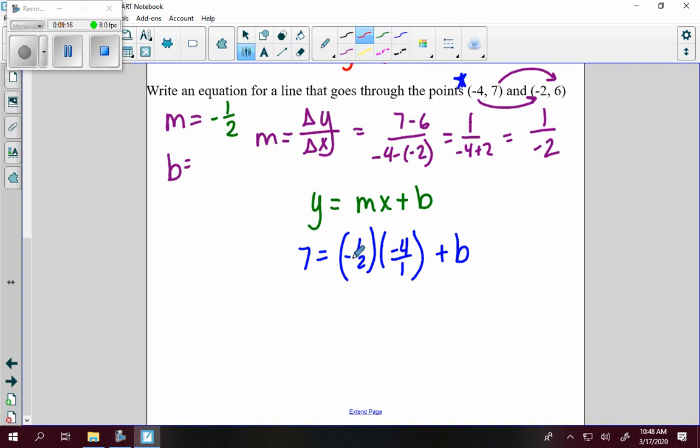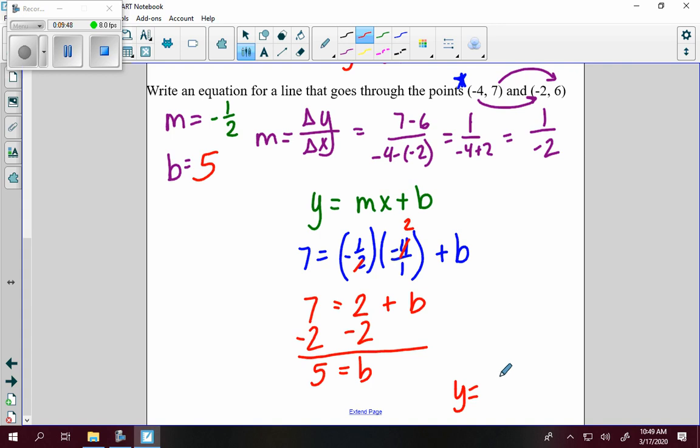I know that this negative and this negative makes it a positive, so I know that I have a positive answer down here. So I could do one of 2 things. I can say 4 over 2 is 2, or I can cancel, and this goes into that twice, and I would have a positive 2 here. And then when I'm solving for b, I can say 5 equals b. If you use the other point, you'll also get 5 for b. So now I'm going to put my equation as y equals -1/2 x plus 5.